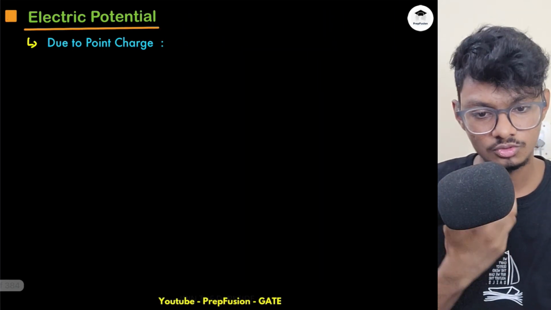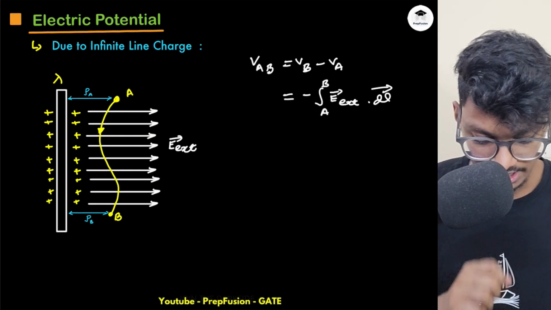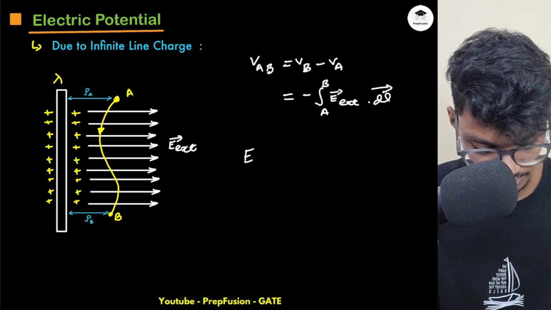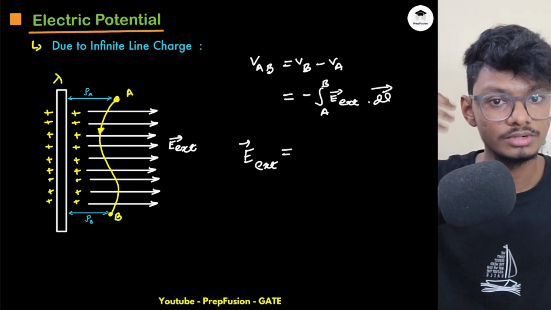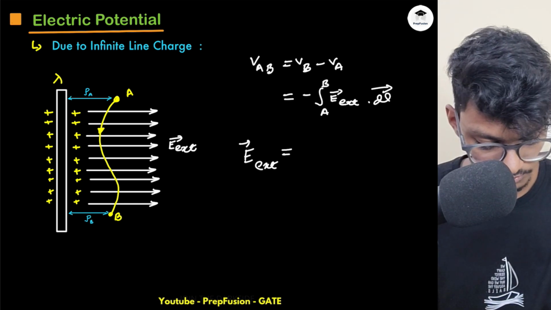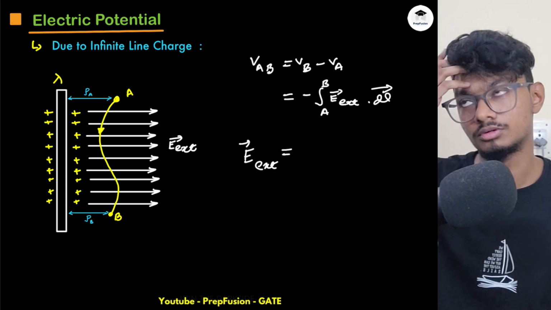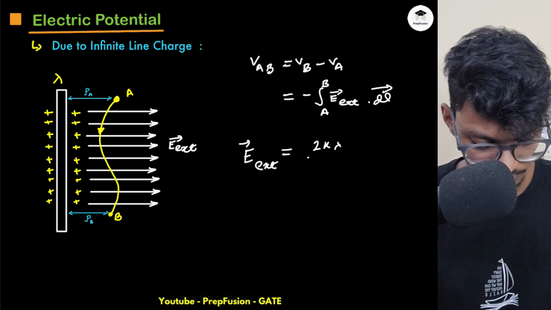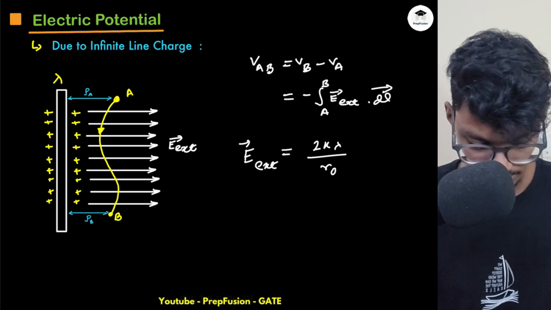Okay, now let's do another thing. Let's solve it for the line charge. For a line charge, what type of distribution will I take? E external this time will be something different, right? If you remember correctly, what was E external for a line charge? Try to recall what was the electric field produced due to a line charge. If you recall correctly, it was 2k lambda by r, where r is the perpendicular distance, right?